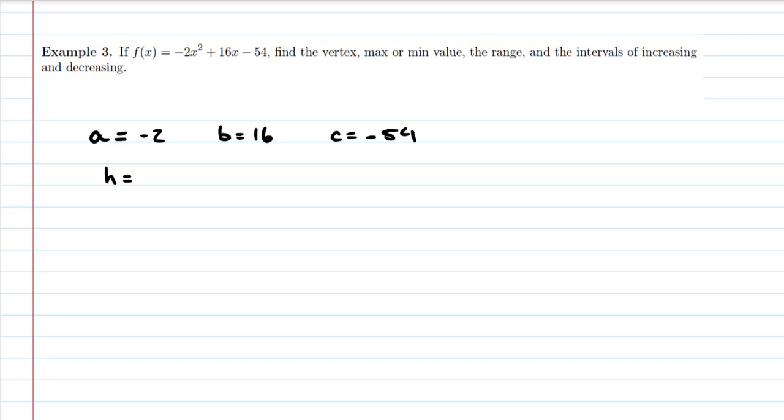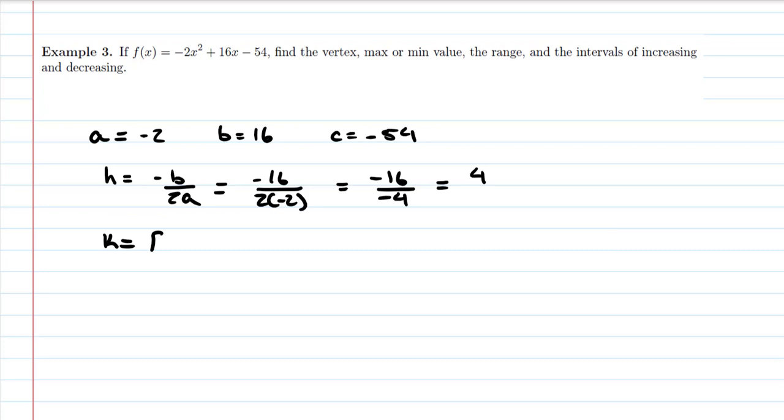So then h is negative b divided by 2a. So that's a negative 16 over 2 times negative 2, which is negative 16 over negative 4, which is 4. And then our k value is f of h, so f of 4. So negative 2 times 4 squared plus 16 times 4 minus 54.